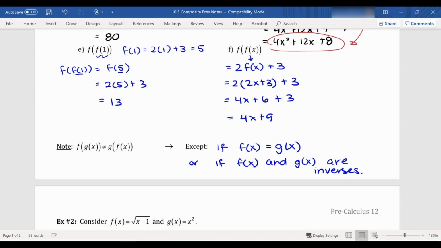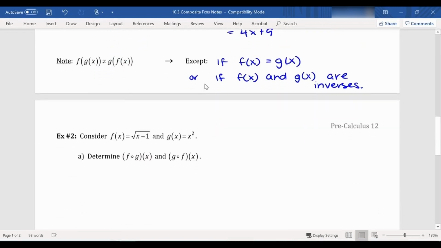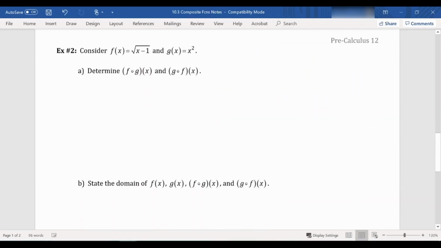So now we're going to try another question that is not any more difficult, but we're going to be looking at domains of these as well. So first, I'm being asked to find f of g of x and g of f of x. So a reminder, this is just a new notation. f comes first, so that's the outside. g is second, so that's the inside.